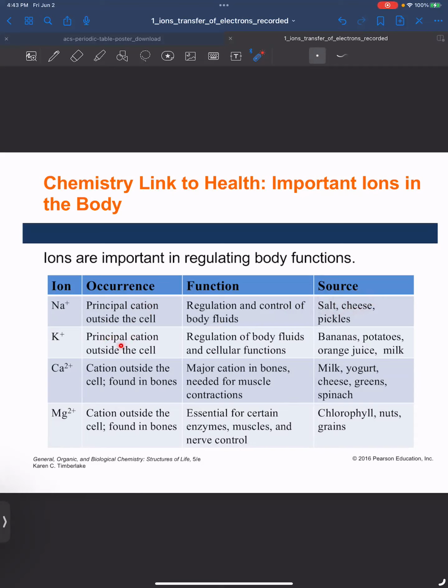Potassium is another principal cation outside the cell. It's also important for the regulation of body fluids and cellular functions, and we can get potassium from eating bananas, potatoes, orange juice, and milk.